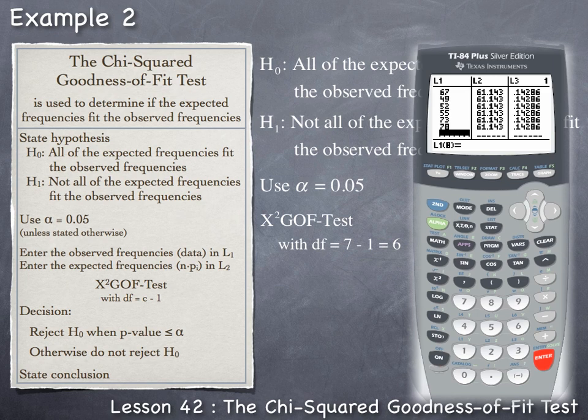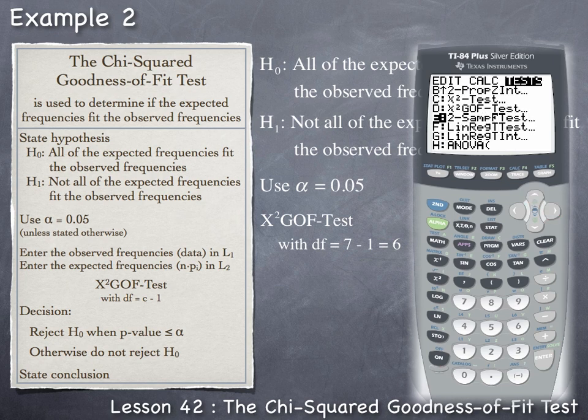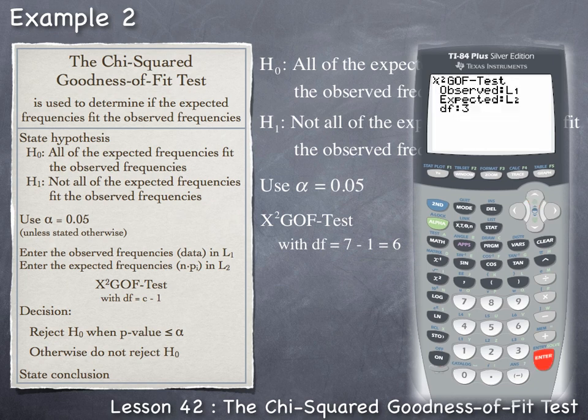Now the chi-squared GOF test command is found by pressing stat, arrowing over to tests, and then arrowing up until the cursor is next to chi-squared GOF test. Press enter. We enter the observed values in list 1, the expected values in list 2. We have 7 categories, minus 1, so 6 degrees of freedom. Then calculate, enter. So here, the chi-squared GOF test command on the TI-84 calculator has calculated the p-value for us. Rounding the p-value off to 3 places after the decimal, we find that the p-value is approximately 0.047.